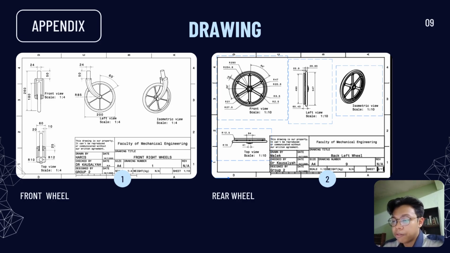So the first drawing, which is the front wheel, we have designed it that way based off our research and also the intricate design of it. Based off our research, this is the best design for a front wheel of a wheelchair. And second is the rear wheel of the wheelchair, which is pretty much a wheel with a handle guard for the user to move the wheelchair.